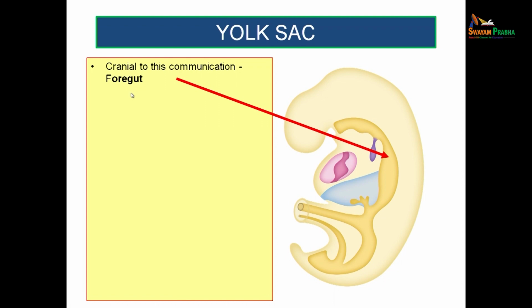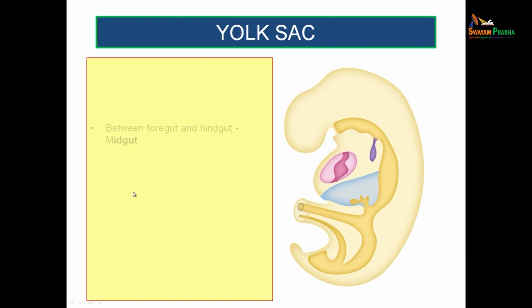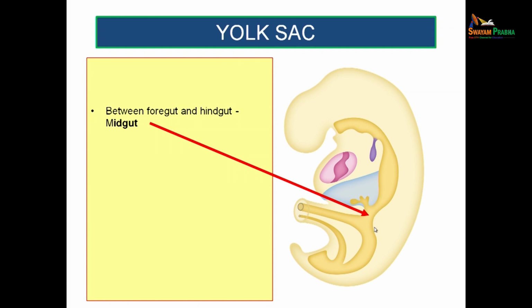So, where will you get the foregut? You have a communication maintained between the primitive gut and the part of the yolk sac which is lying outside, that is the umbilical vesicle. Cranial to this communication, the primitive gut is forming the foregut. And what is the region caudal to the communication giving rise to? So, caudal to the communication, it is giving rise to hindgut. Between the foregut and hindgut, you have a region which is communicating with the umbilical vesicle. This region lying between the foregut and hindgut is known as midgut.